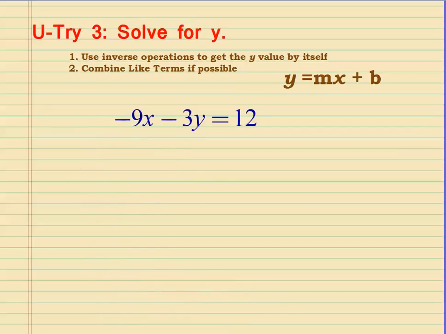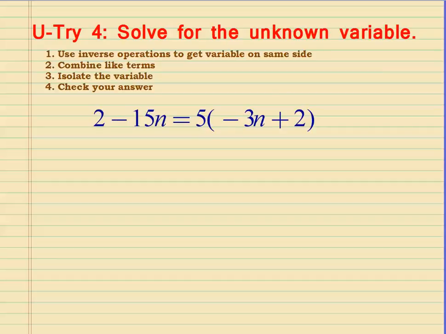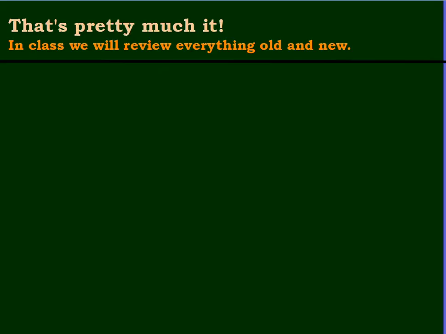Okay? So here's your u-try. It should work out a little bit smoother, a little bit cleaner with maybe some whole numbers. Pause and try. And here's another one. This one says solve for the unknown variable, so we're back to variables on both sides. And that's it. That's the whole video.